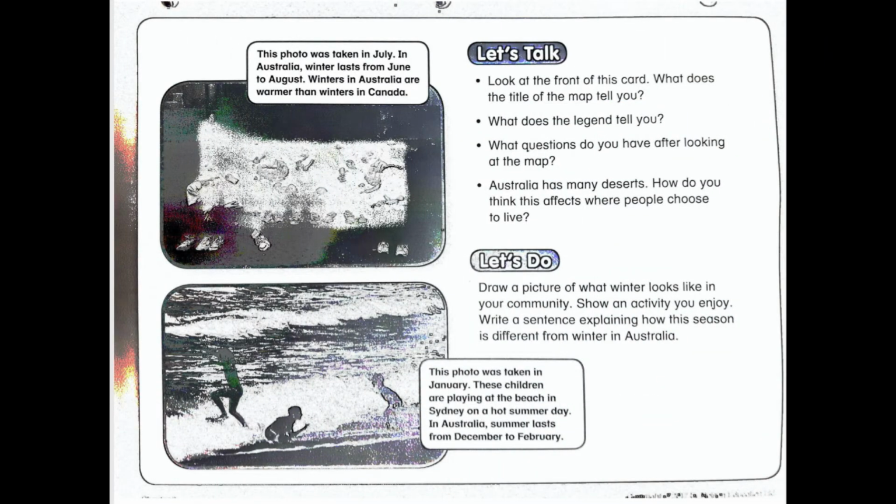Our bottom picture here says this photo was taken in January. These children are playing at the beach in Sydney on a hot summer day. In Australia, summer lasts from December to February, which we just learned.